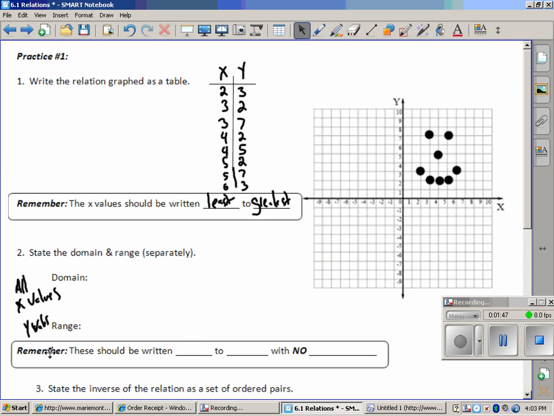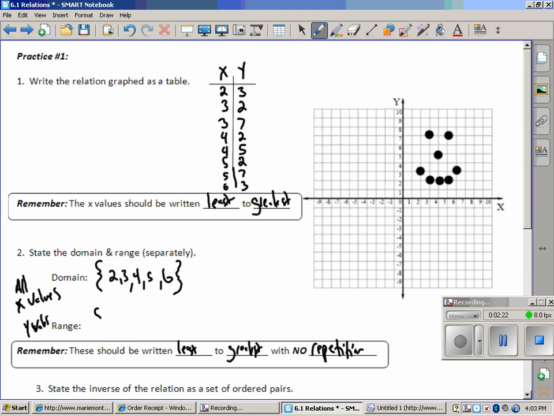There are some rules. These should be written least to greatest with no repetition within them. A domain is a group of numbers, so I'm going to put this in set notation. I'll open up a brace, and it'll be my x values least to greatest with no repetition. So I have a 2, 3, 4, 5, and 6. Again, I could look here, 2, 3, 4, 5, and 6 is all represented within that.